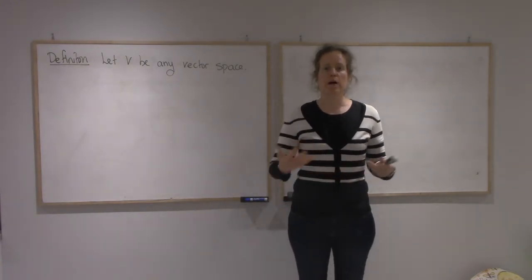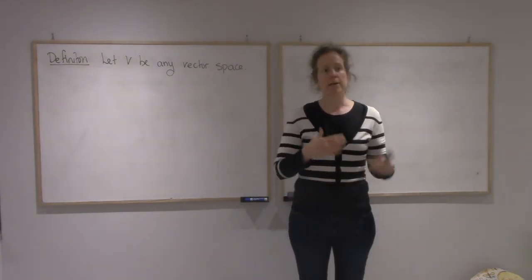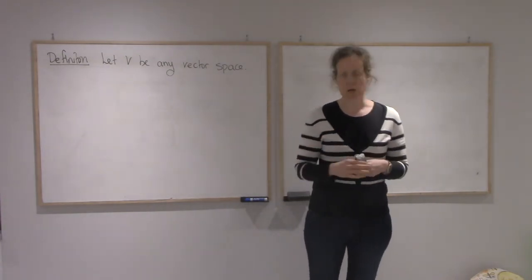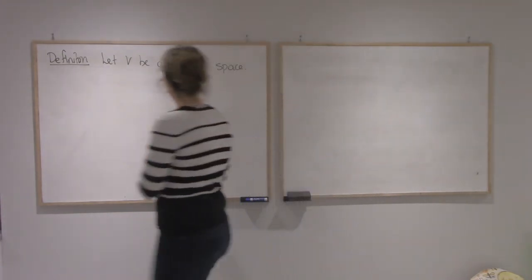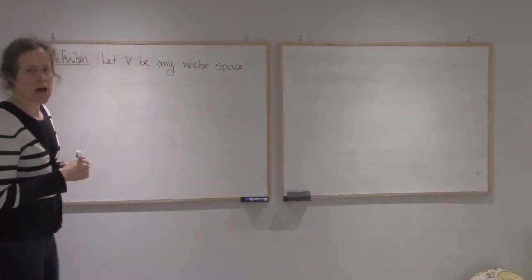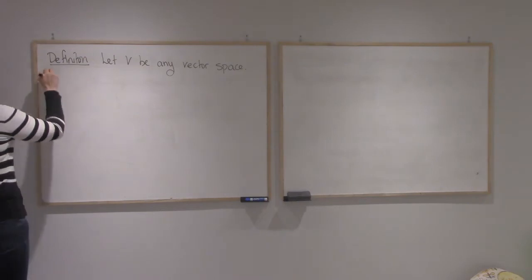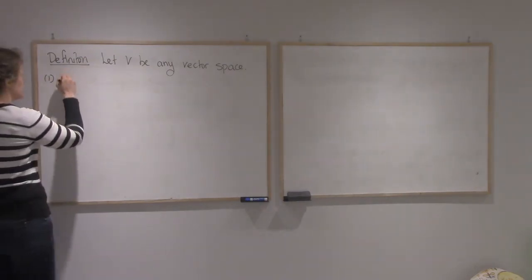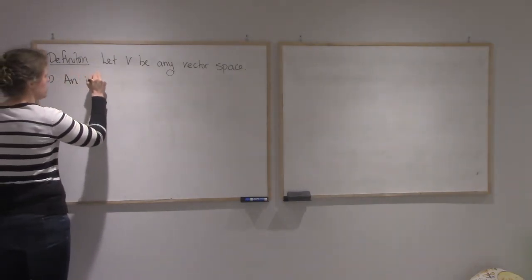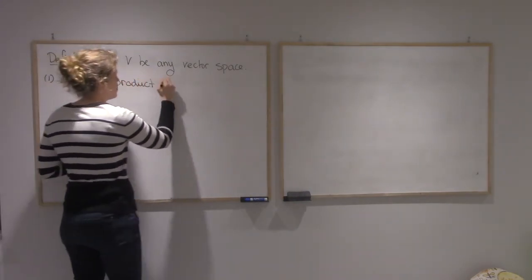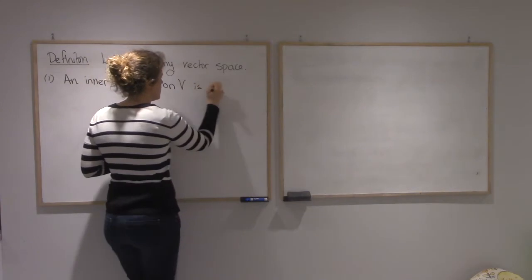We'll be defining what an inner product is, and we'll see the first example that's not Rn with the regular dot product. All right, so I'm going to start with any vector space V. An inner product on V is a map.